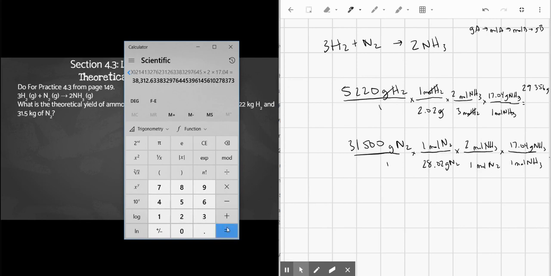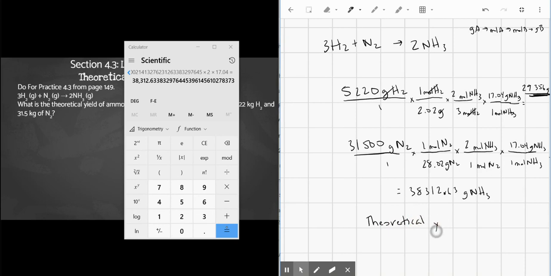Okay, and this one gives me 38,312.63 grams of NH3. That's clearly way too many sig figs, but we'll deal with that in a second. So the question said, what is our theoretical yield? I have 2 answers here. The theoretical yield is how much we could make if we used up all of our limiting reactant, and it's always the smaller number. So let's rewrite our answer nice and clear.